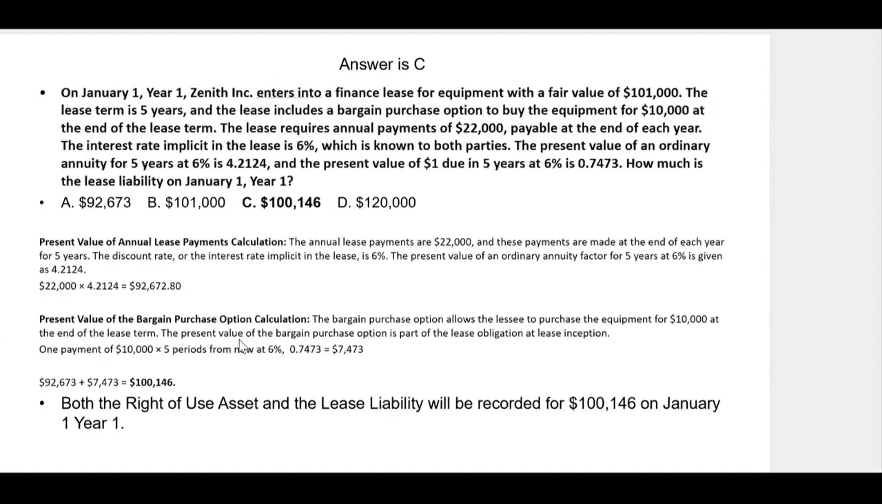So we have to discount the bargain purchase option back to present value. They tell us there's a bargain purchase option to buy the equipment for $10,000 at the end of the lease term. What's that worth today? They give us a factor of 0.7473, which represents 5 periods from now at 6%. We multiply 10,000, one-time payment, times 0.7473, and we get 7,473. We add the two present value calculations together, and we get 100,146. And that means both the right of use asset and the lease liability will be recorded today on January 1st, year 1 for 100,146. Letter C is correct.